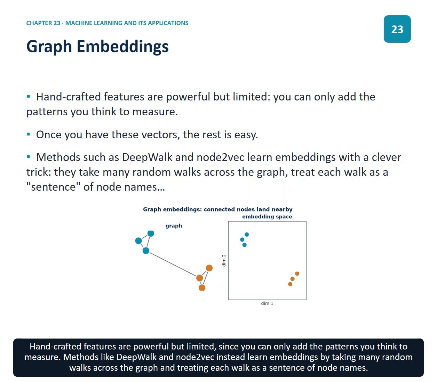Handcrafted features are powerful but limited, since you can only add the patterns you think to measure. Methods like DeepWalk and Node2Vec instead learn embeddings by taking many random walks across the graph and treating each walk as a sentence of node names.